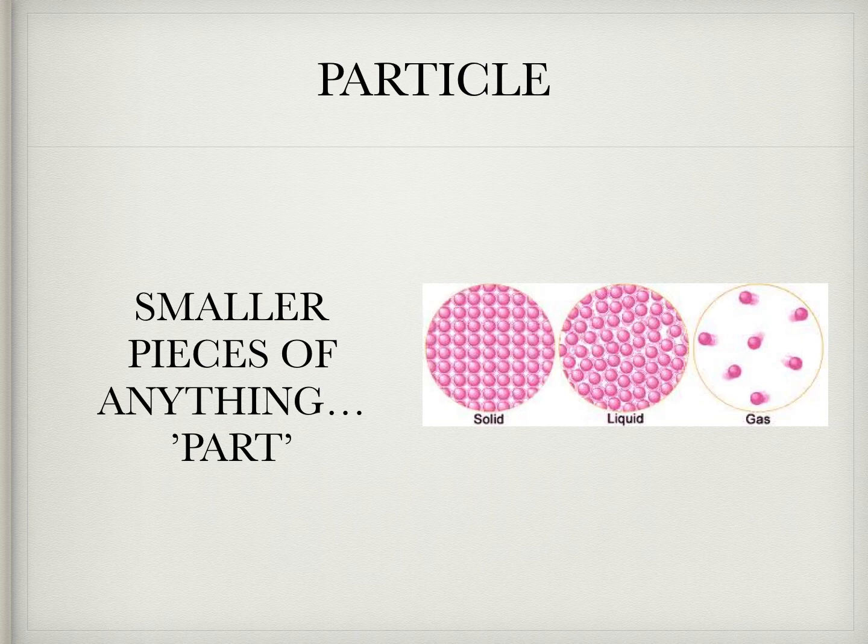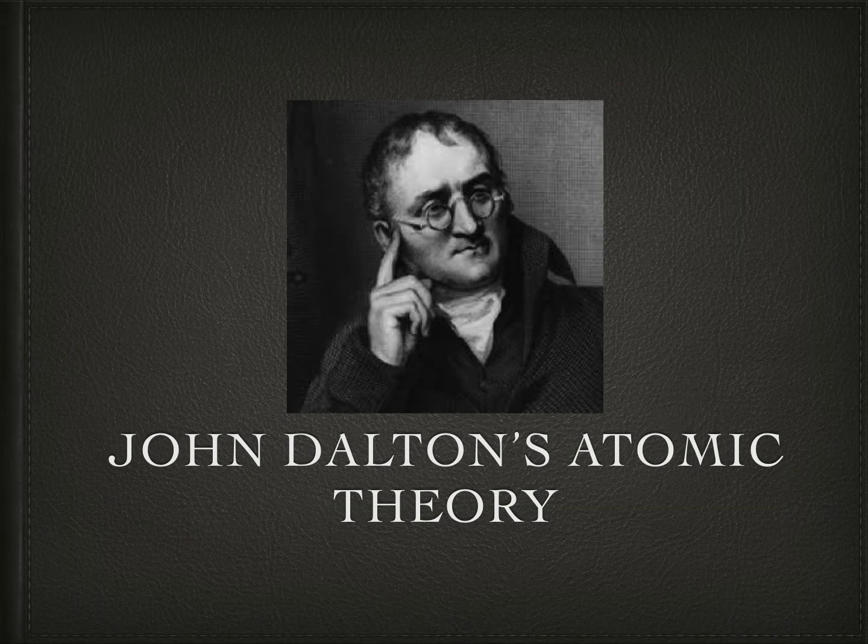Now let's turn the notes over to the back side, and we're going to talk about a man named John Dalton. He had an atomic theory. It's centuries old, yet it still holds validity today. There are 4 parts to his atomic theory that we will use throughout Matter 1.